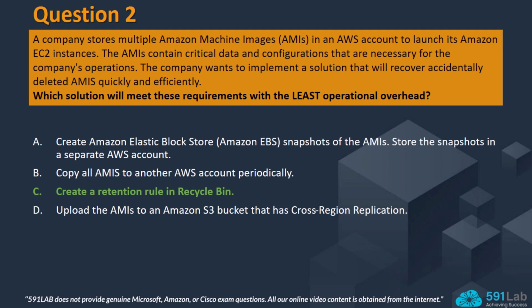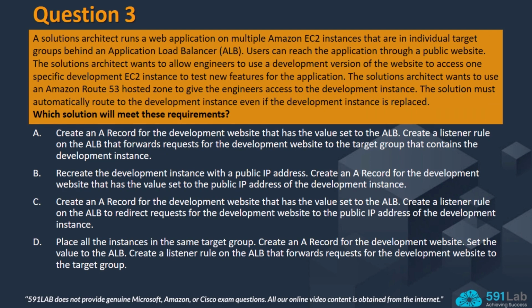Alright, so let's jump into the next question. A solutions architect runs a web application on multiple Amazon EC2 instances that are in individual target groups behind an application load balancer. Users can reach the application through a public website. The solutions architect wants to allow engineers to use a development version of the website to access one specific development EC2 instance to test new features for the application.